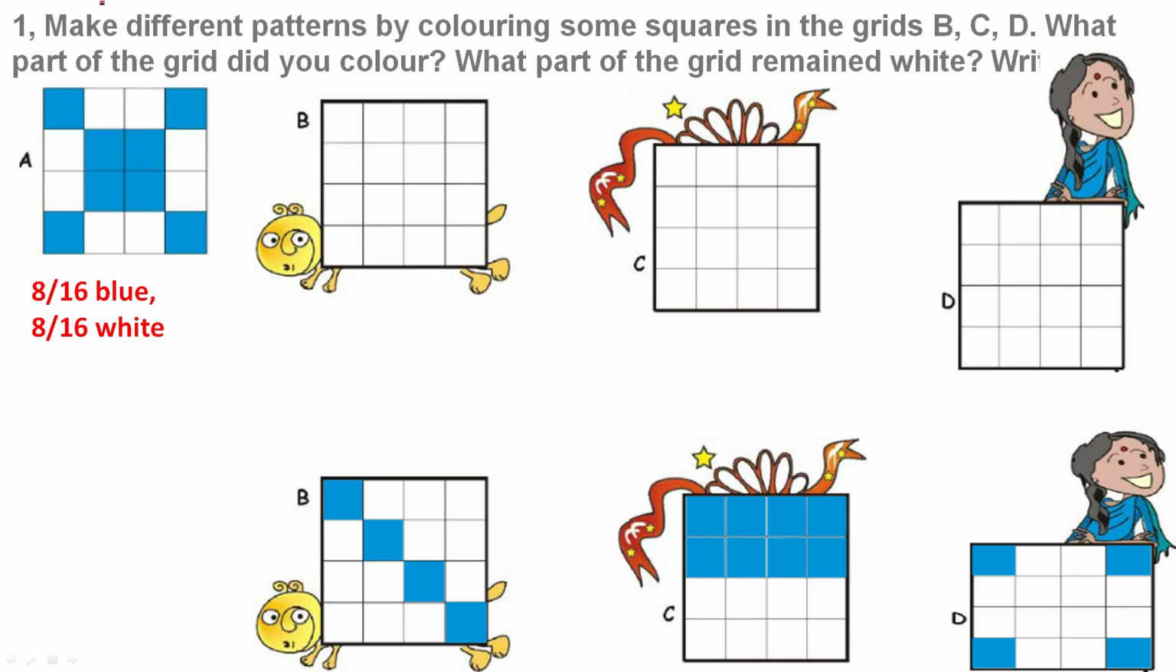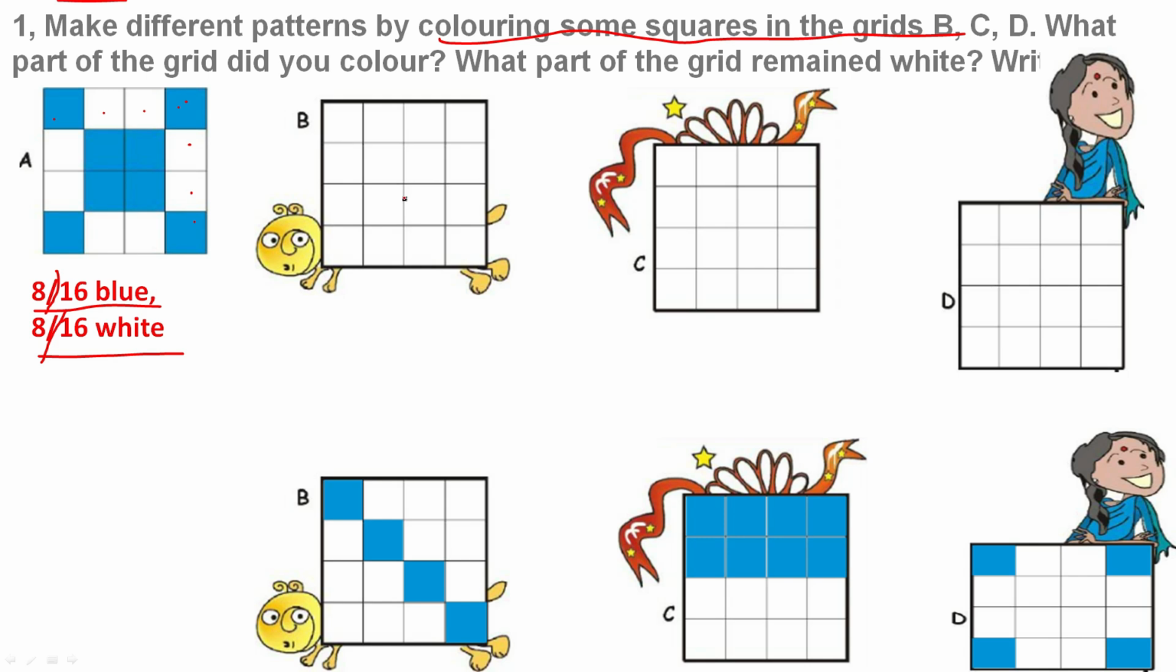Make different patterns by coloring some squares in the grids B, C, D. What part of the grid did you color? A. The grid is divided into 16 parts. 1, 2, 3, 4, 1, 2, 3, 4. So 4 fours are 16. There are 16. Out of 16, 8 are colored blue. Remaining 8 are white. So blue is 8/16 and white is 8/16.